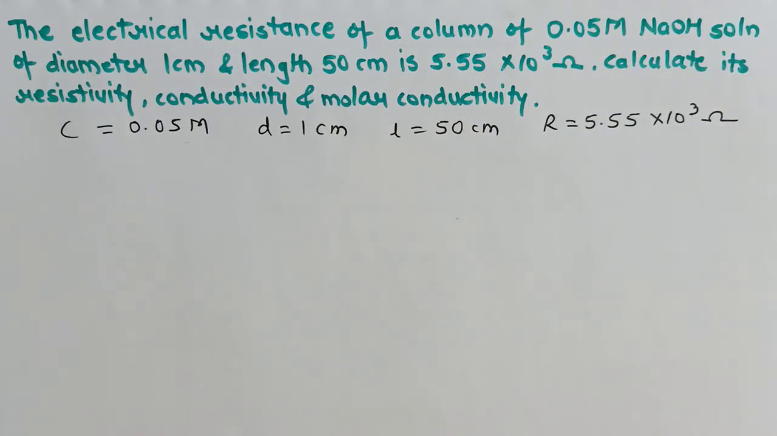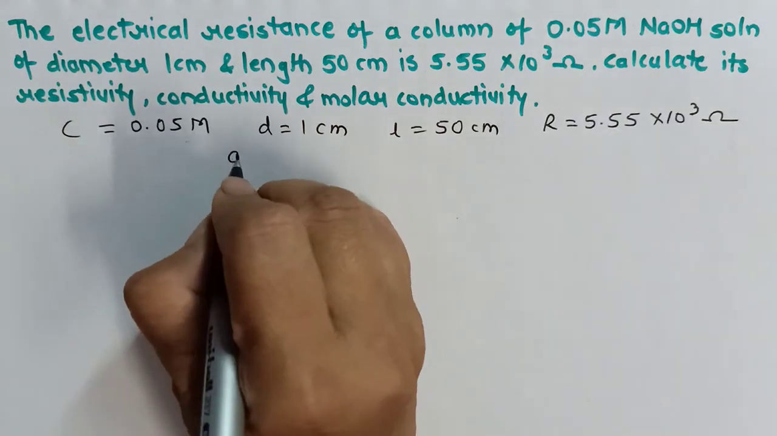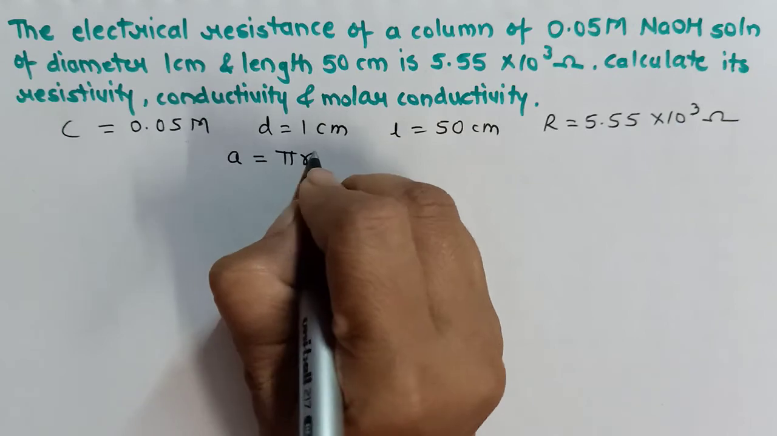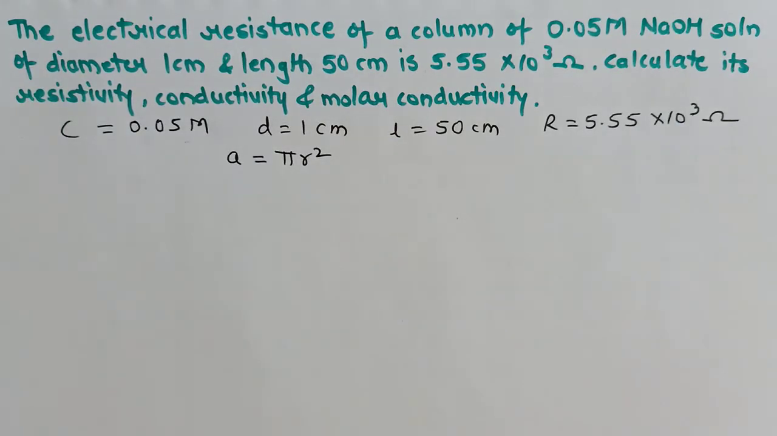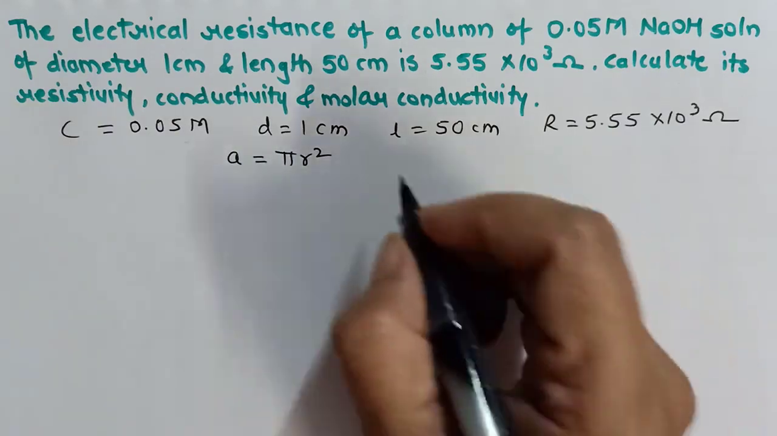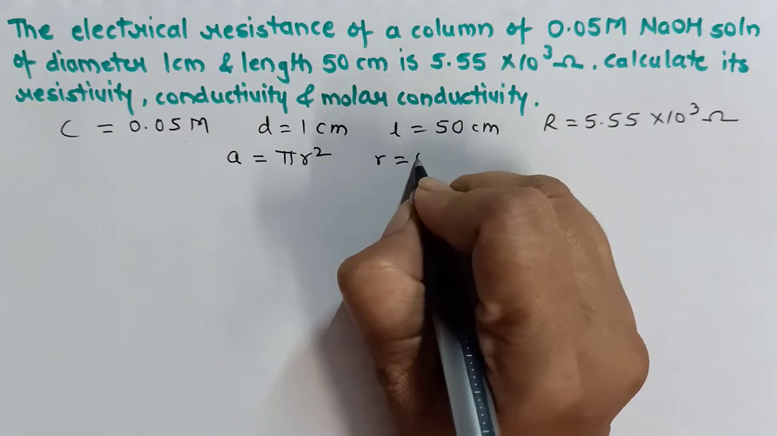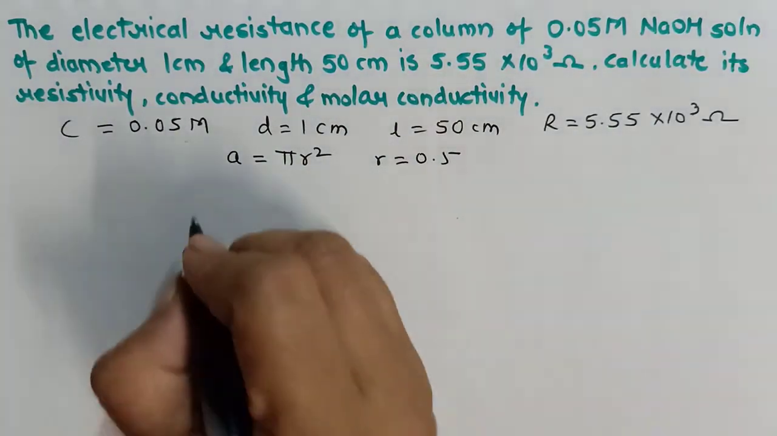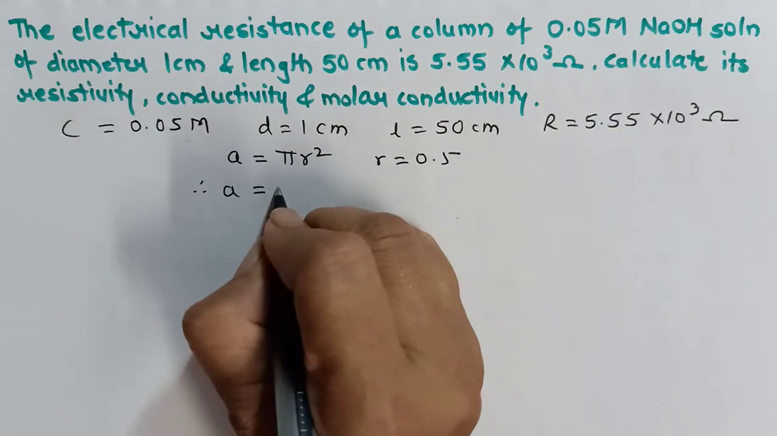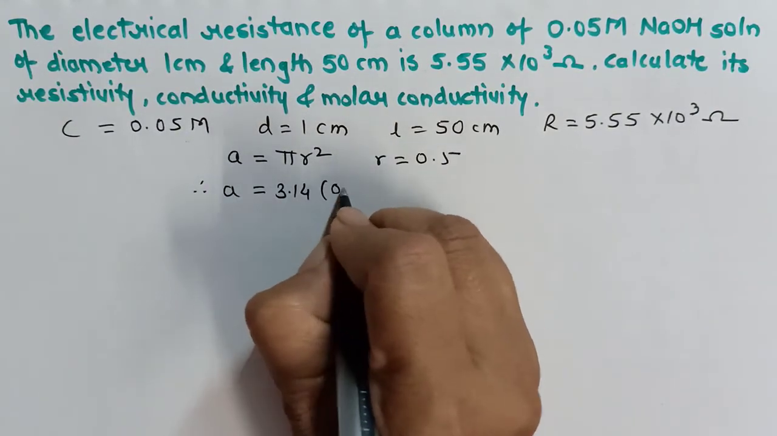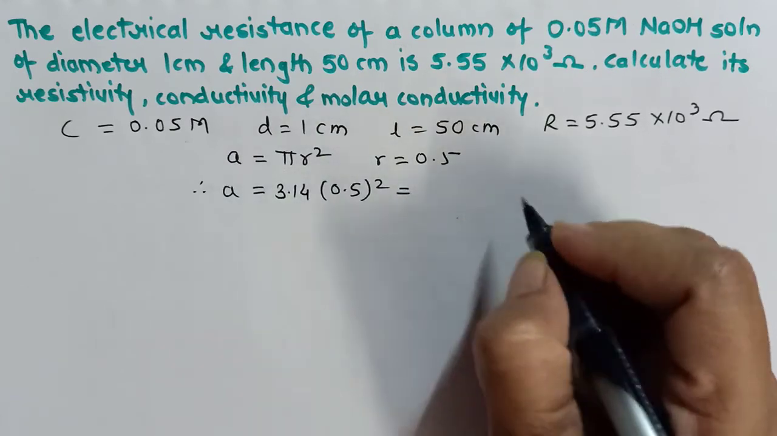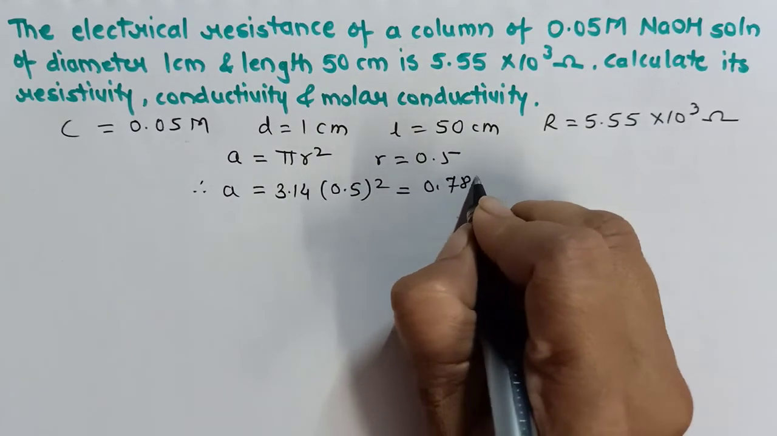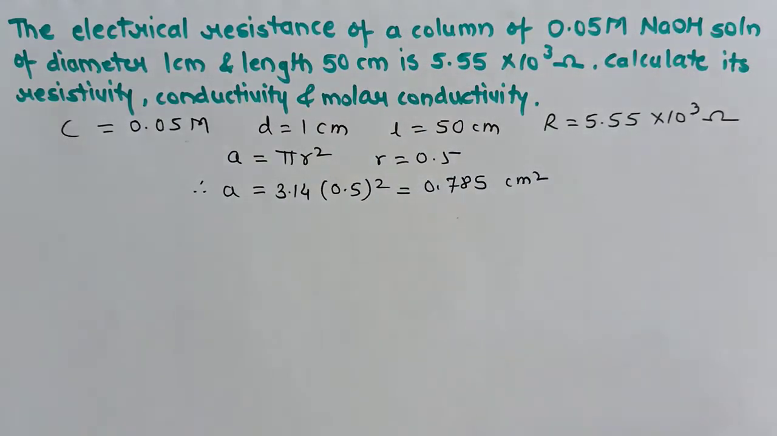Now the area of cross section of the electrode is not available with us. And for that we need to calculate the area of cross section, which we can calculate as pi r square because the electrode will be circular. So diameter is 1 centimeter. So radius will be obviously 0.5 and therefore area of cross section will be equal to 3.14 into 0.5 square, that is 0.785 centimeter square.